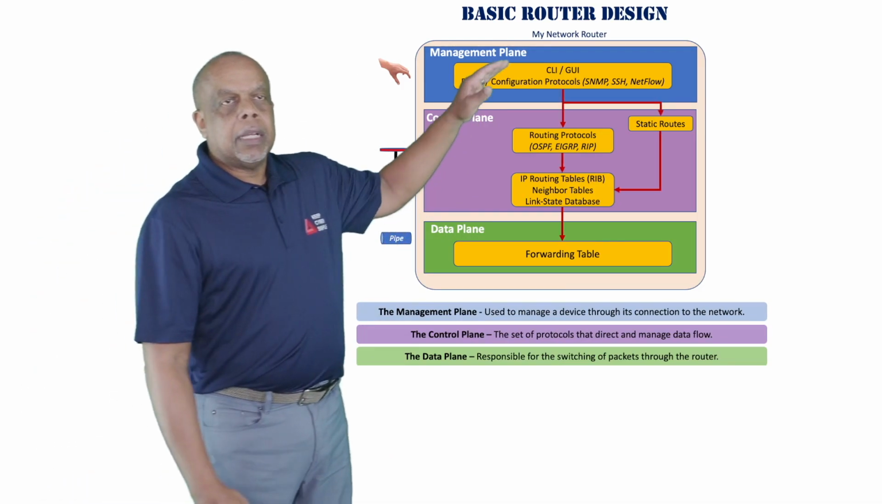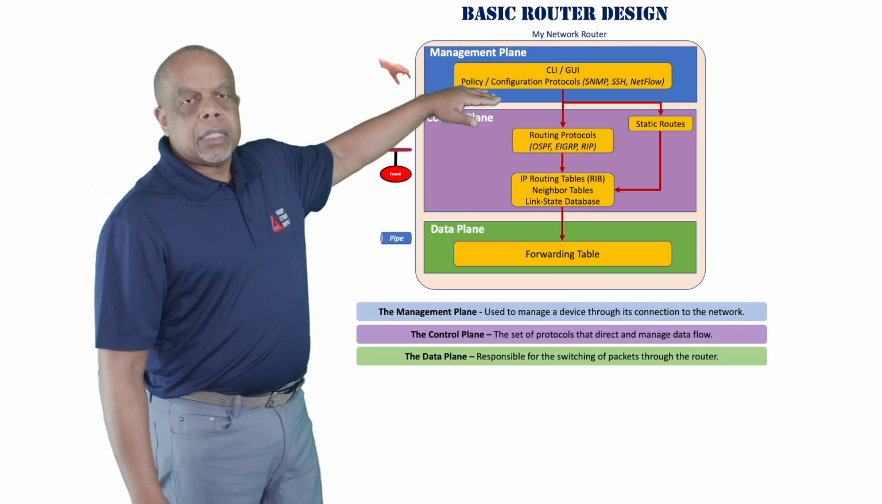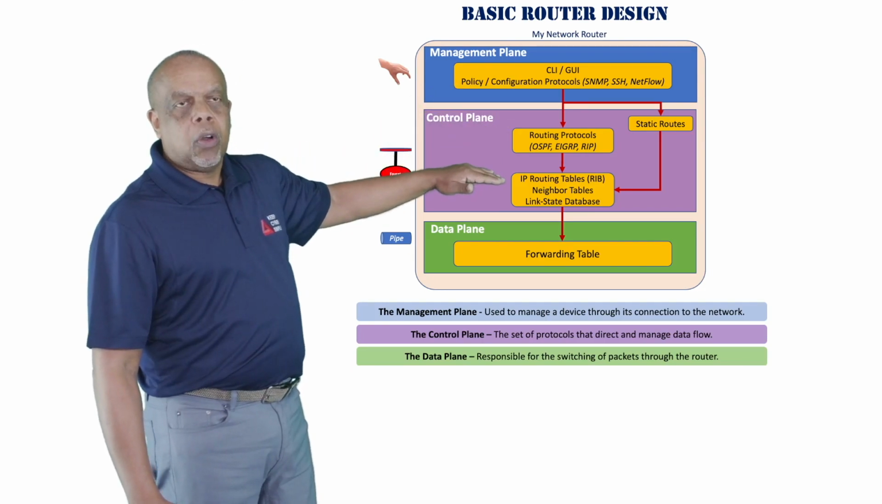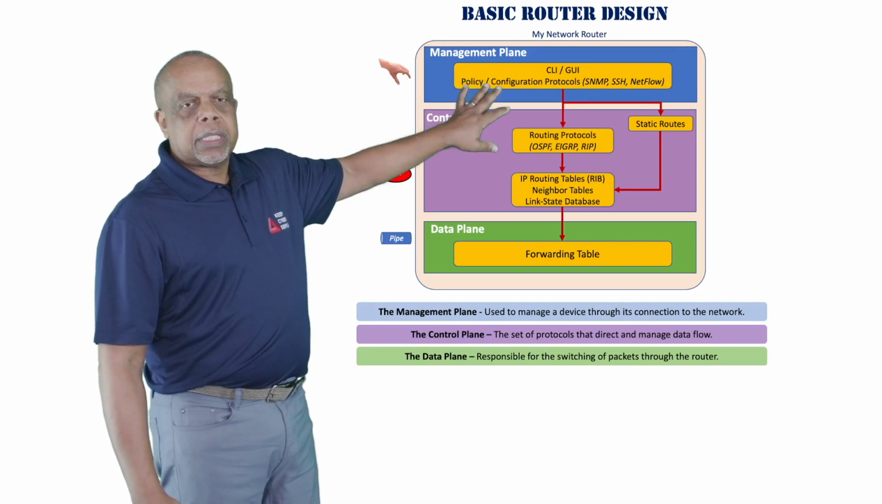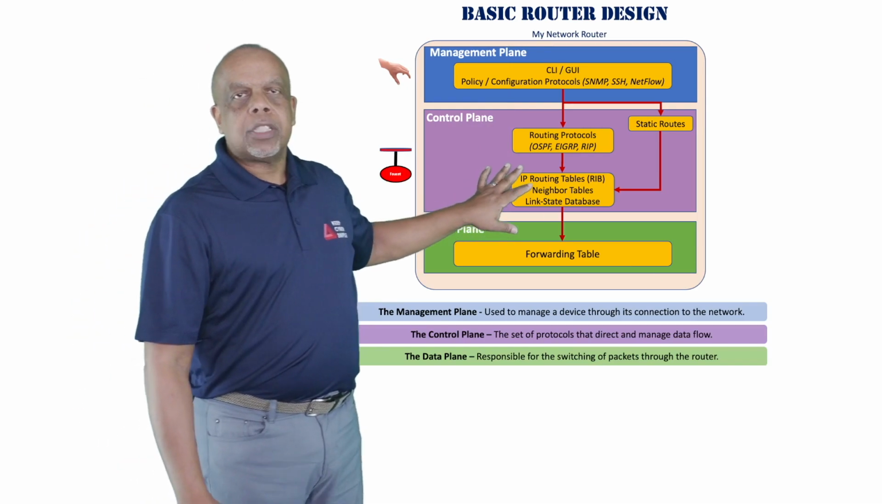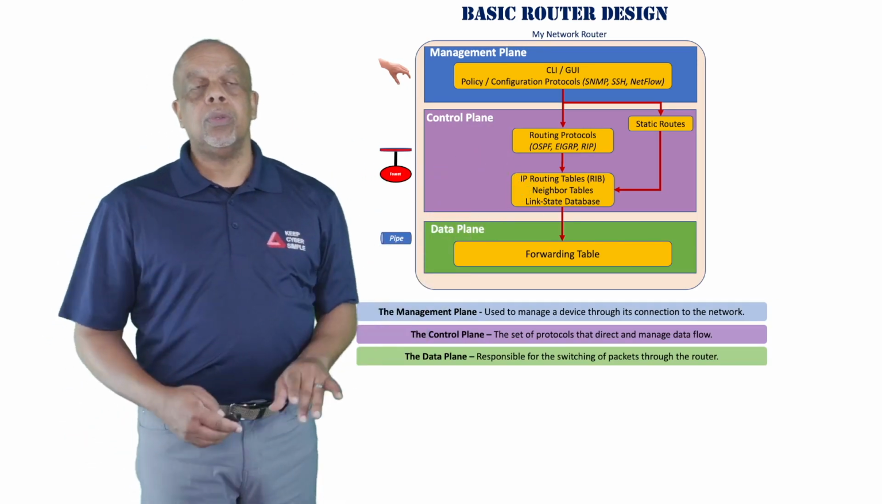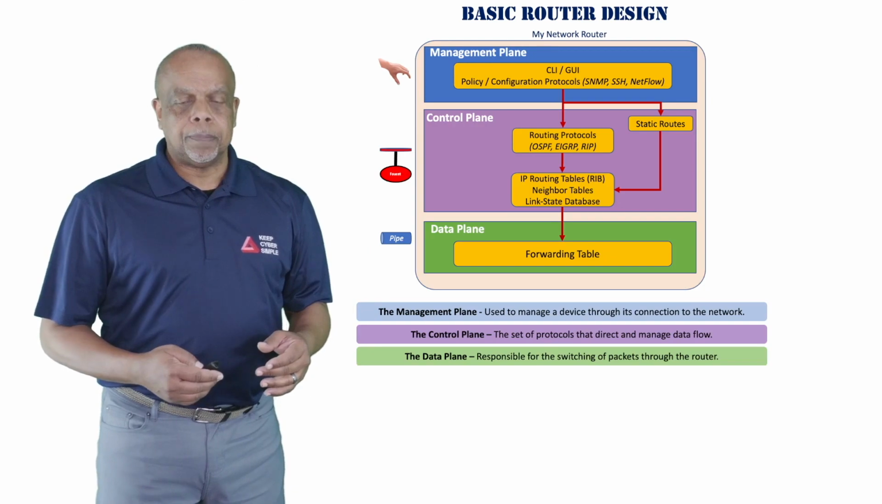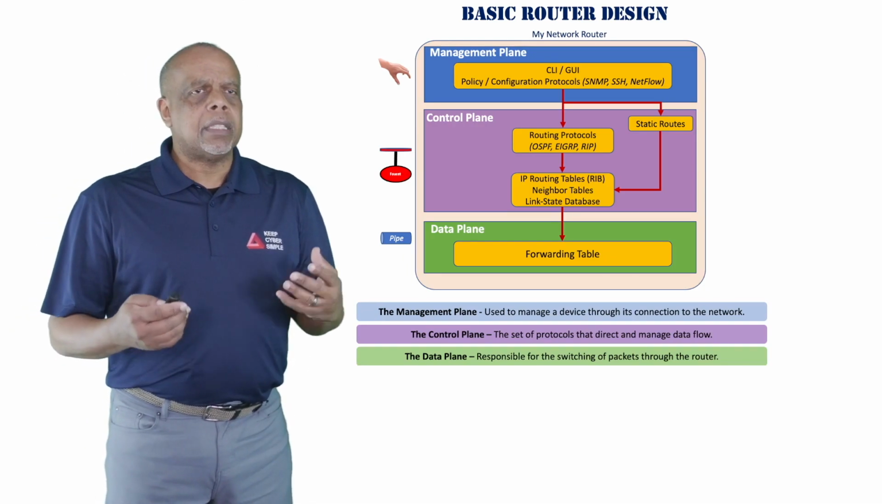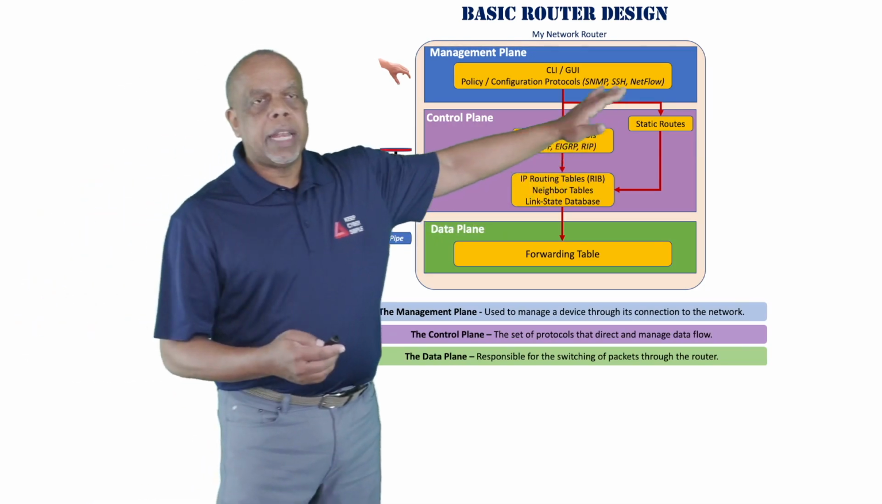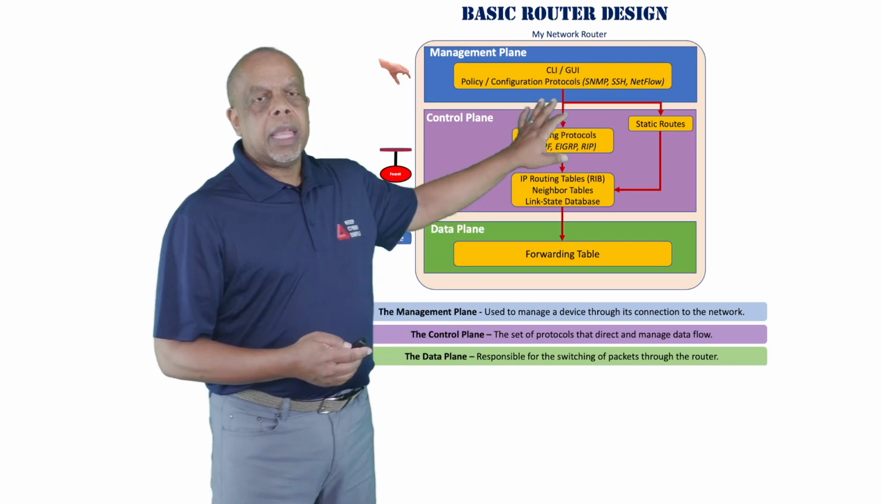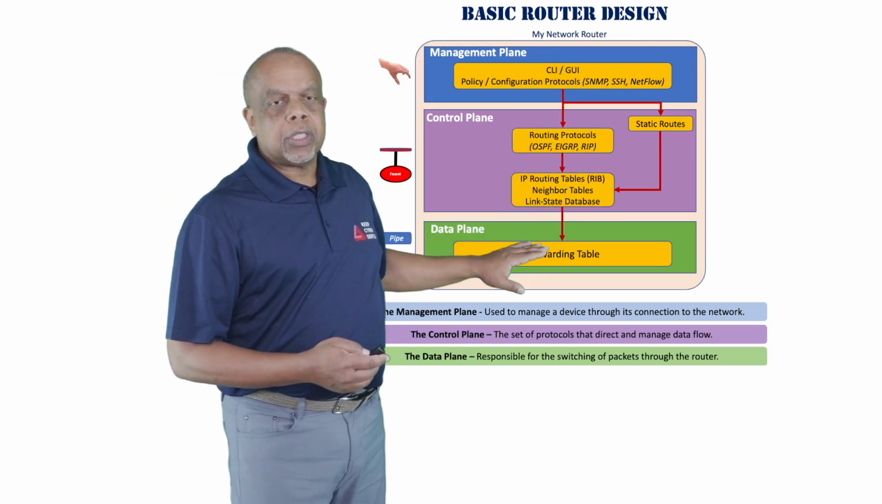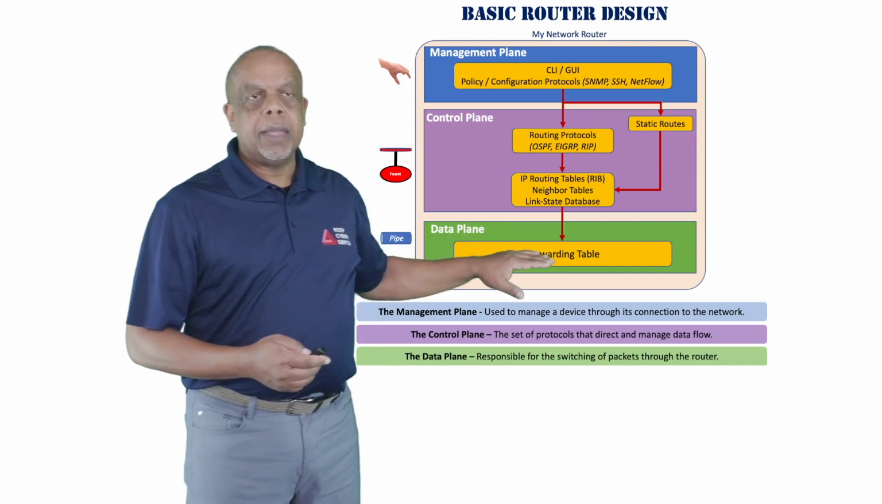Now what happens north to south? Our management plane talks to the control plane once we establish what kind of policies we want, and it says, okay, we're going to use OSPF, or we're going to use EIGRP type of protocol, or we're just going to do static routes. All of those decisions are made here in that management plane. This is also where we start building those routing tables.